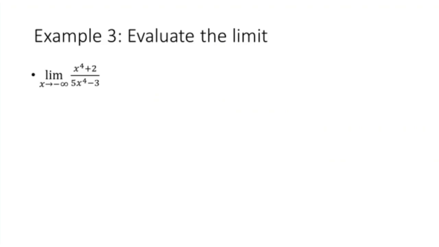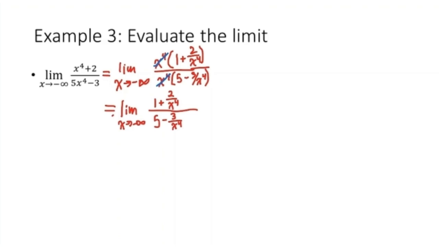And lastly, we'll find the limit as x approaches negative infinity of x to the 4th plus 2 over 5x to the 4th minus 3. Just like in our previous examples, we'll factor out the highest powers in the numerator and denominator. In the numerator, we'll factor out the x to the 4th. In the denominator, we'll also factor out an x to the 4th. The x to the 4ths cancel, and we get 1 plus 2 over x to the 4th all over 5 minus 3 over x to the 4th.